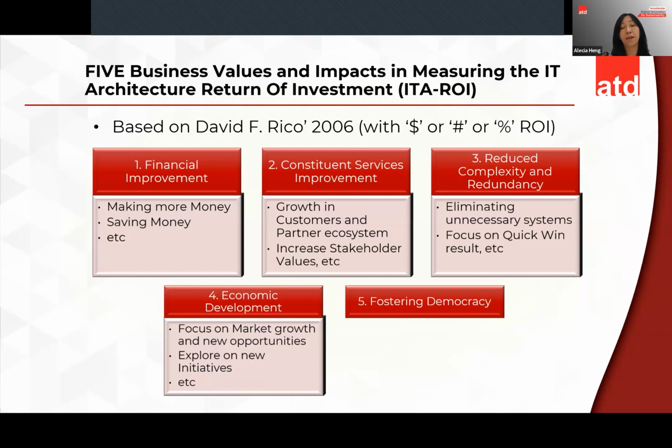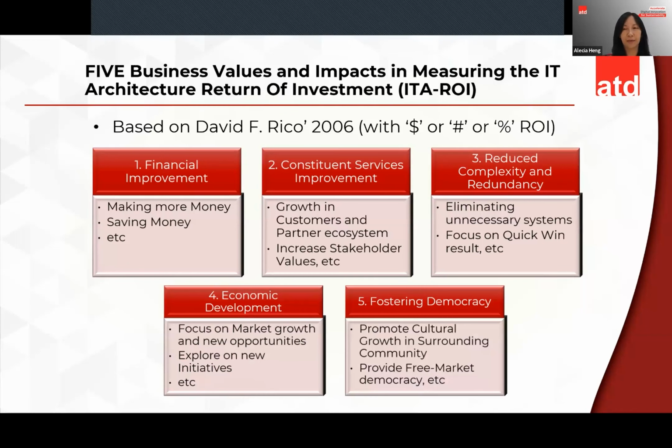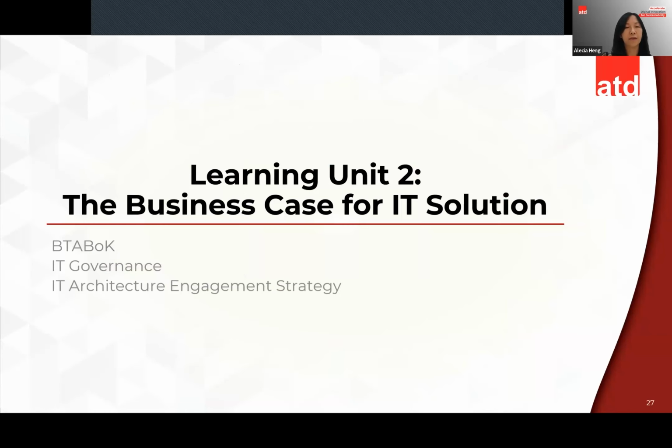And last but not least, it actually helps us in terms of our ecosystem, across the department. It will help to foster democracy and it helps to improve, right, across the department and also across the ecosystems. Those will be some of the solutions, some of the factors that we will look into as we study the return of investment, right? So this is the first section that we look at.